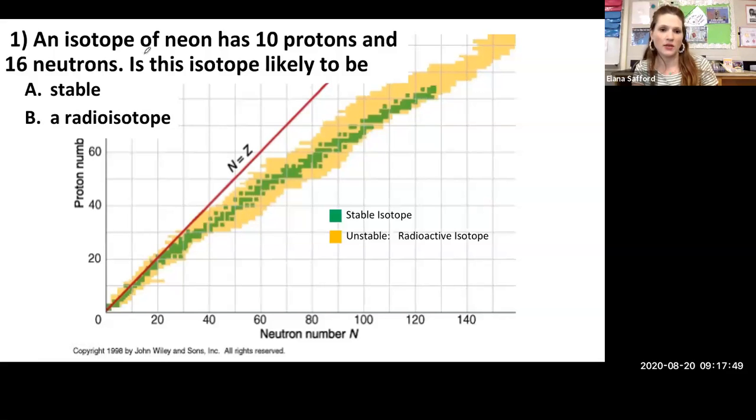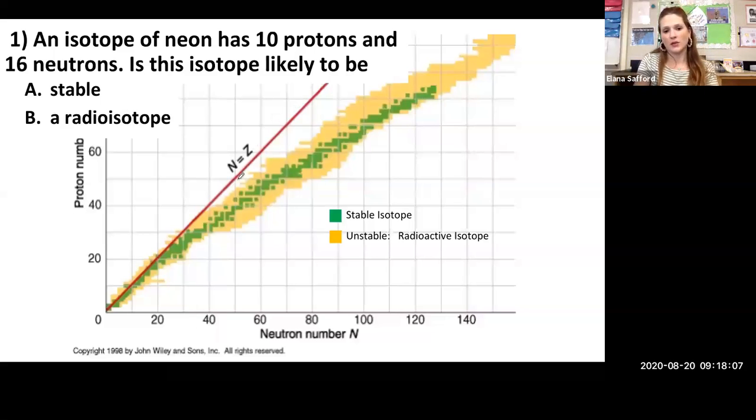It says an isotope of neon has 10 protons and 16 neutrons. Is this likely to be stable or a radioisotope? If it's stable, it will be in the green section. If it's unstable, it'll be in the yellow. If it can't exist at all, it will be in the white.